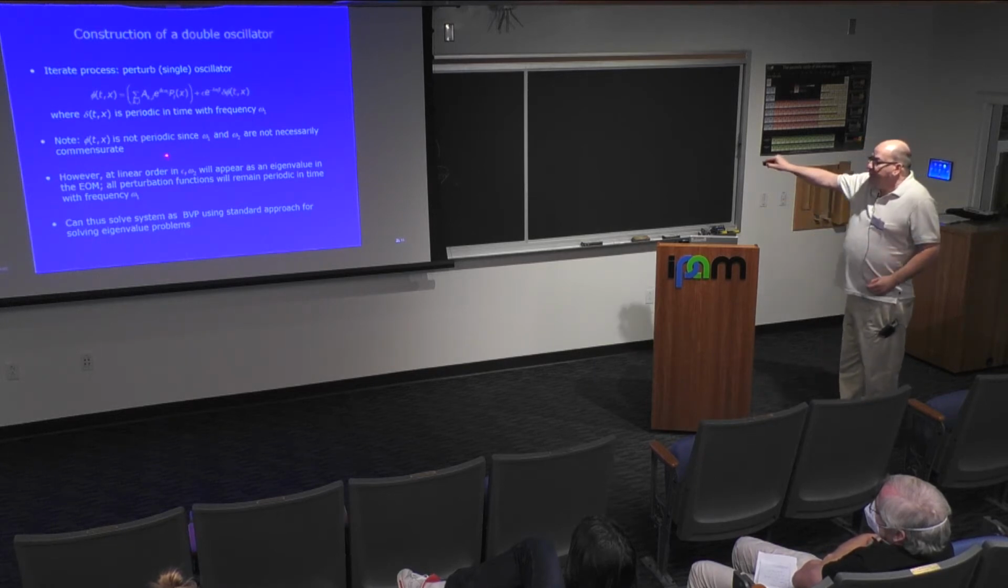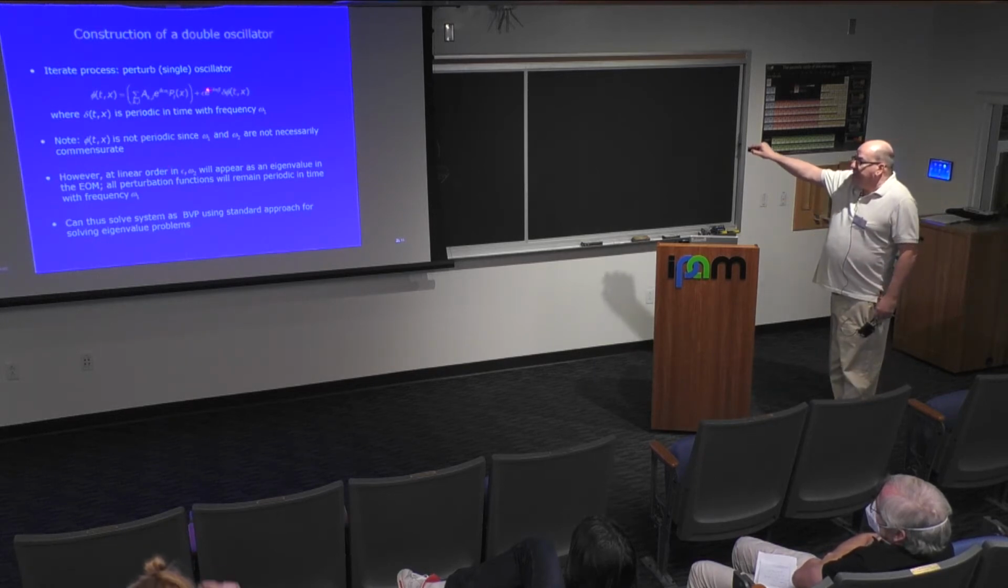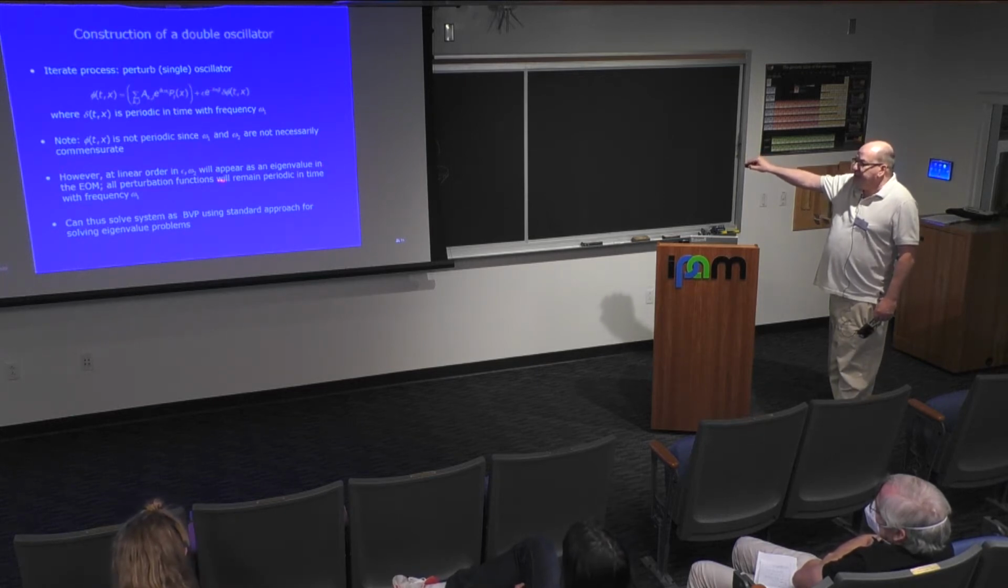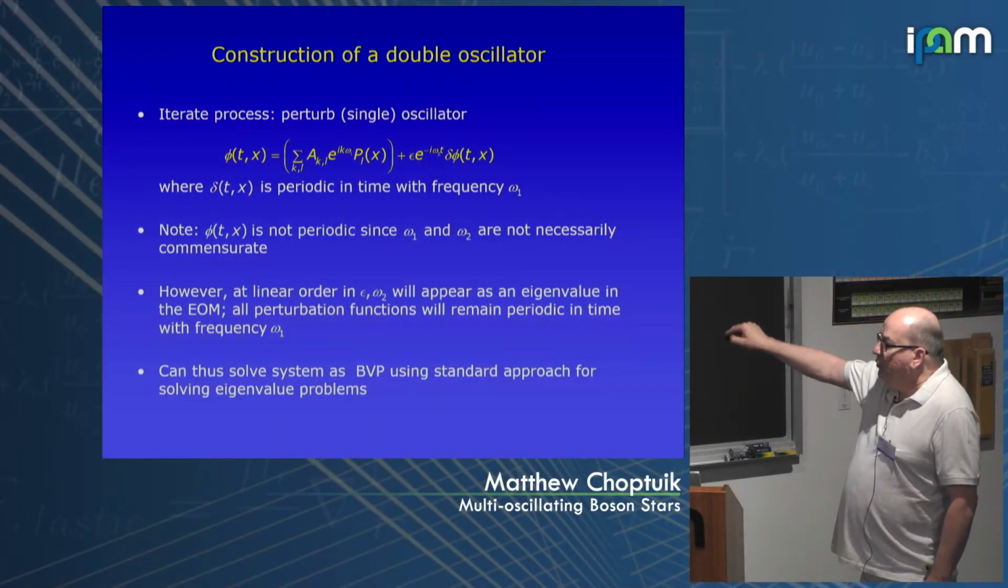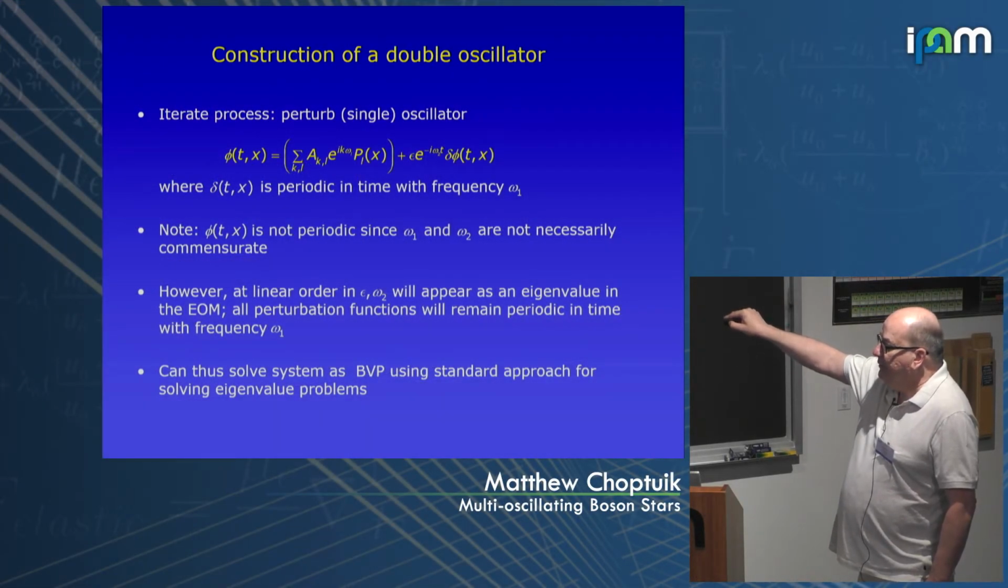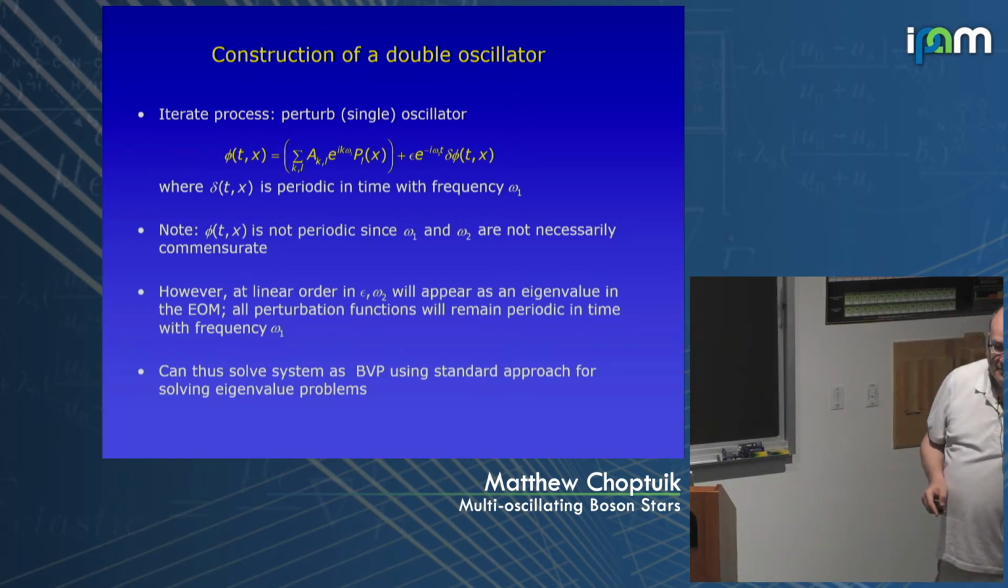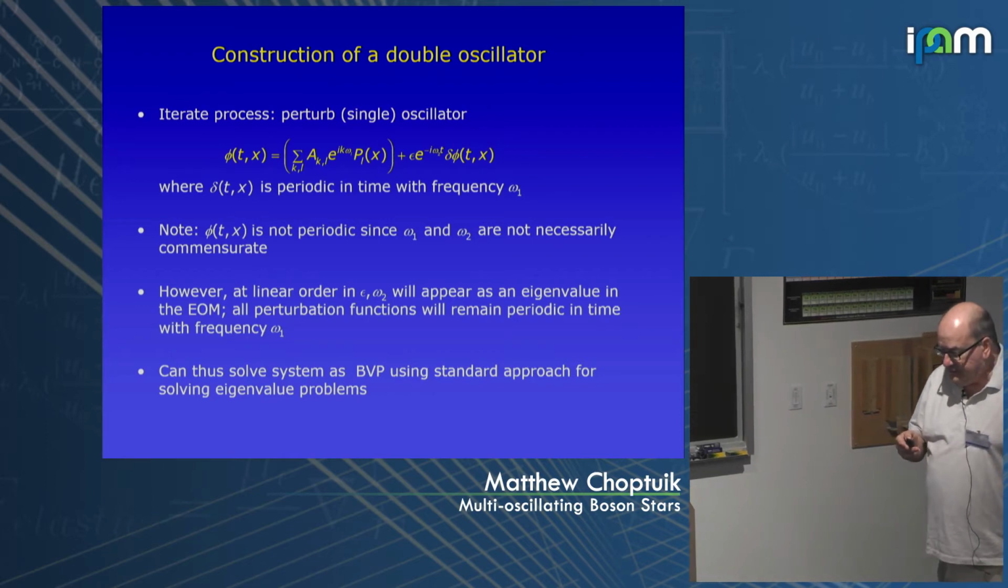But at linear order in epsilon, this omega 2 is still going to appear as an eigenvalue in the equation of motion, and all the perturbation functions are going to remain periodic in time with the original frequency omega 1. And we can solve that system as a boundary value problem using a standard approach for solving eigenvalue problems. And that's what we do.